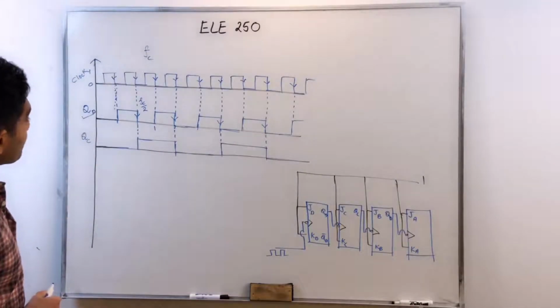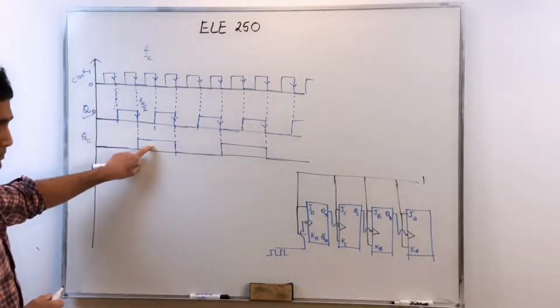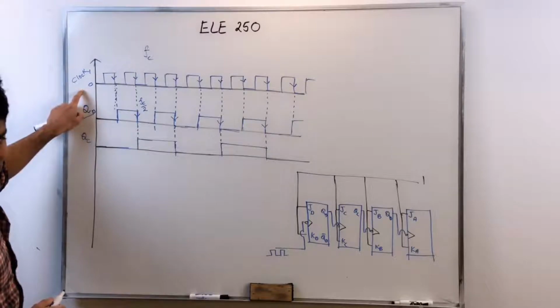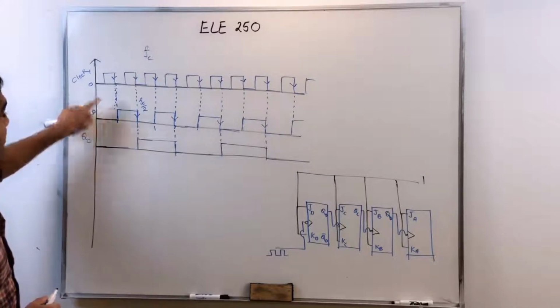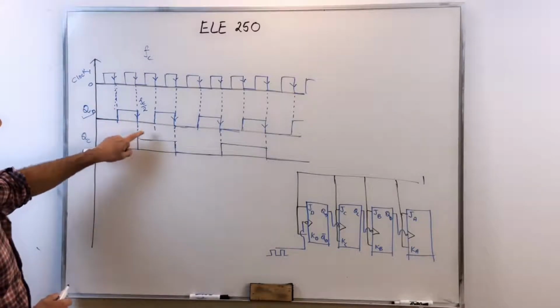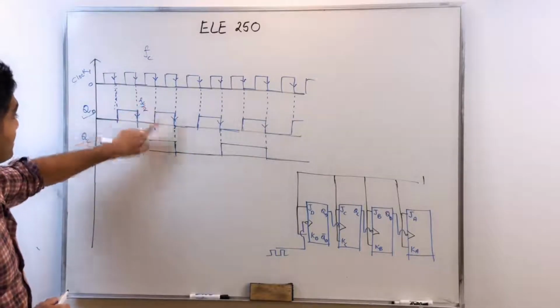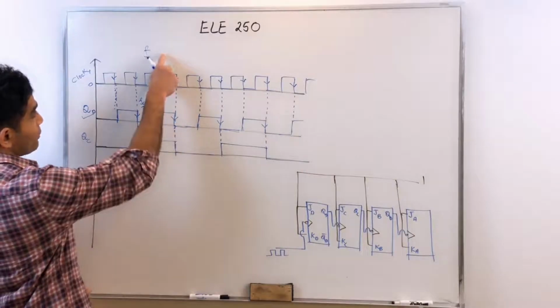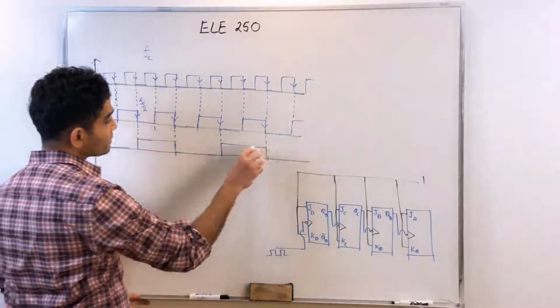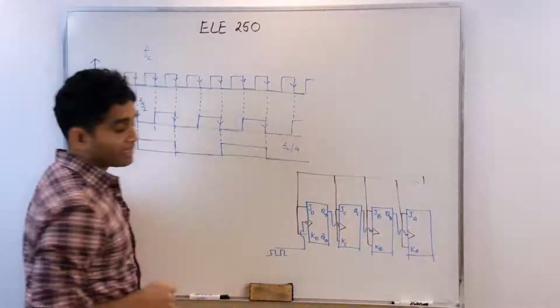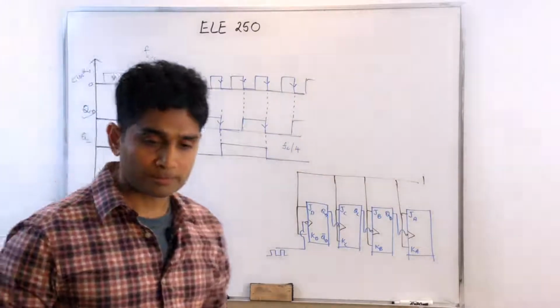Now, if I compare the frequency of this signal that I obtained from QC with respect to the clock, you'll see that the frequency is half of the frequency of FC by 2. That means if I compare it with the master clock, which is FC, the frequency of this signal is going to be FC over 4. So I've divided the frequency by 4.